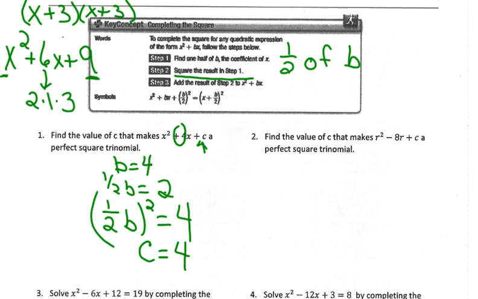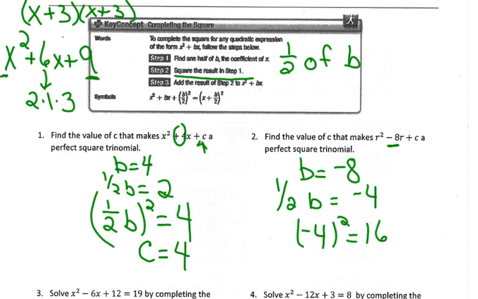All right, let's try another one. Here I do include the negative sign with it. So here I know that b is -8. I'm going to take half of it. Half of b is -4. Now I'm going to square it. -4 squared is 16, which is what c has to be. So if I wrote this, x squared minus 8x plus 16, that is a perfect square trinomial. So it's 2 steps. You take half of b and then you square it.